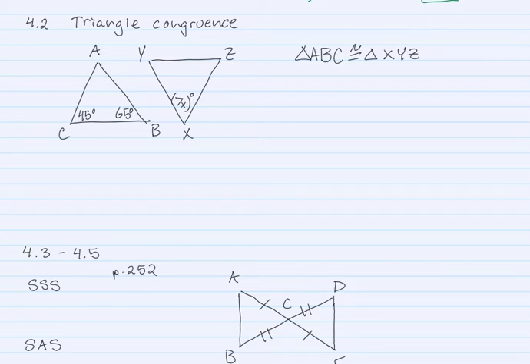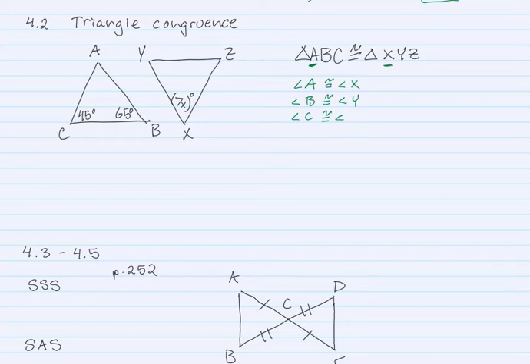4.2 discusses triangle congruence. So a couple of example questions would be for you to name all of the corresponding parts. If that were what you needed to do, you would say, it says triangle ABC is congruent to triangle XYZ. So angle A is congruent to angle X. Angle B is congruent to angle Y. Angle C is congruent to angle Z.